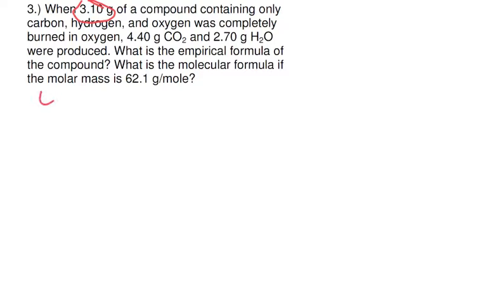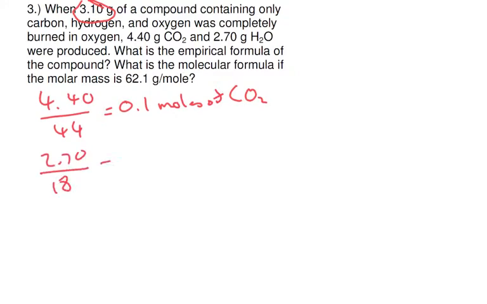So firstly, we've got 4.40 divided by 44. That gives us 0.1 moles of CO2. Then 2.70 divided by 18. That gives us 0.15 moles of H2O. Now remember, that's H2O, so by doubling it, 0.3 moles of hydrogen.